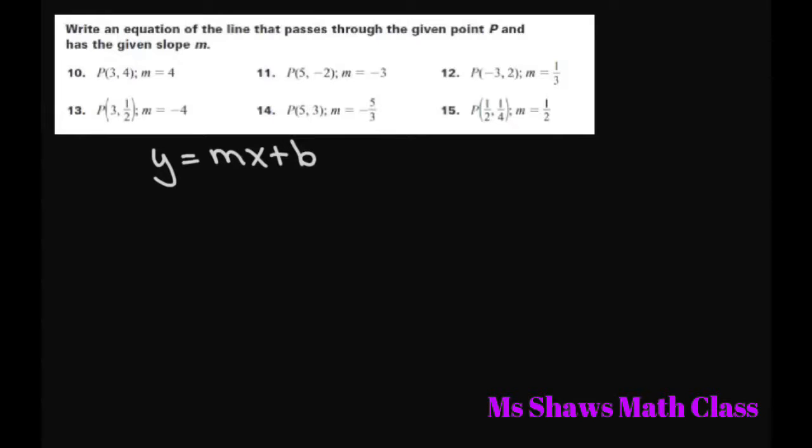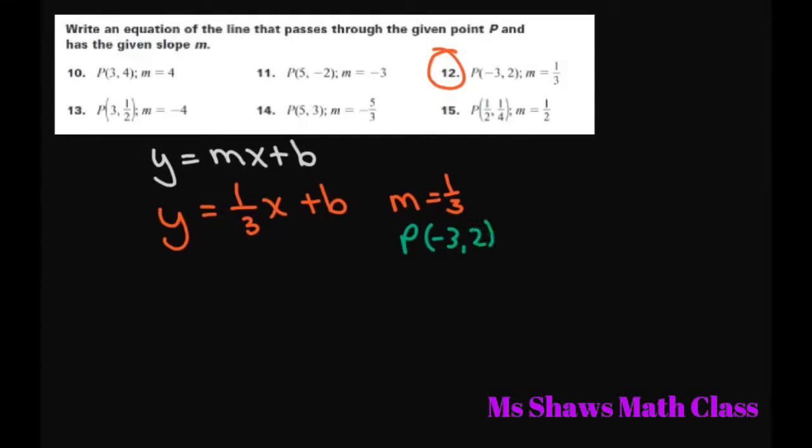So we'll go a little faster. We're going to plug in our slope. So you have y equals 1/3 x plus b, because m equals 1/3. Then we're going to plug in our point of negative 3, 2. So it's going to be 2 equals 1/3 times negative 3 plus b. Okay, so simplifying, we have 2 equals 1/3 of 3 is just 1, so that's going to be negative 1 plus b.